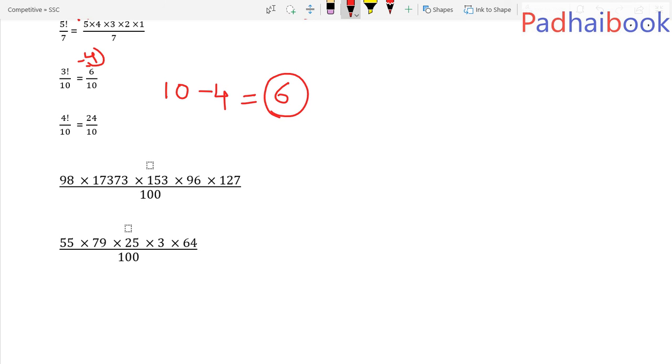Now in the next example, the expression is 4 factorial by 10. In the same way, we will be asked the units place. The number that we can write is plus 4. Now the remainder is exactly plus 4.